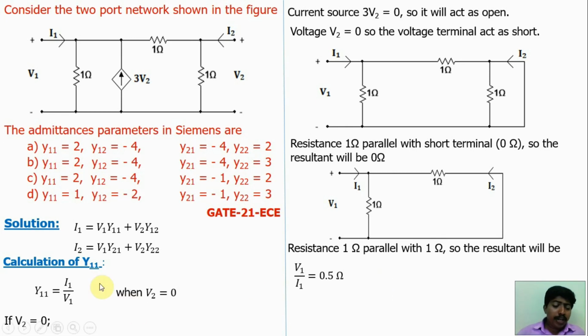Now we have to find I1 by V1, the inverse. So I1 by V1 is equal to 1 by 0.5. So eliminate this option. Here option D is wrong.